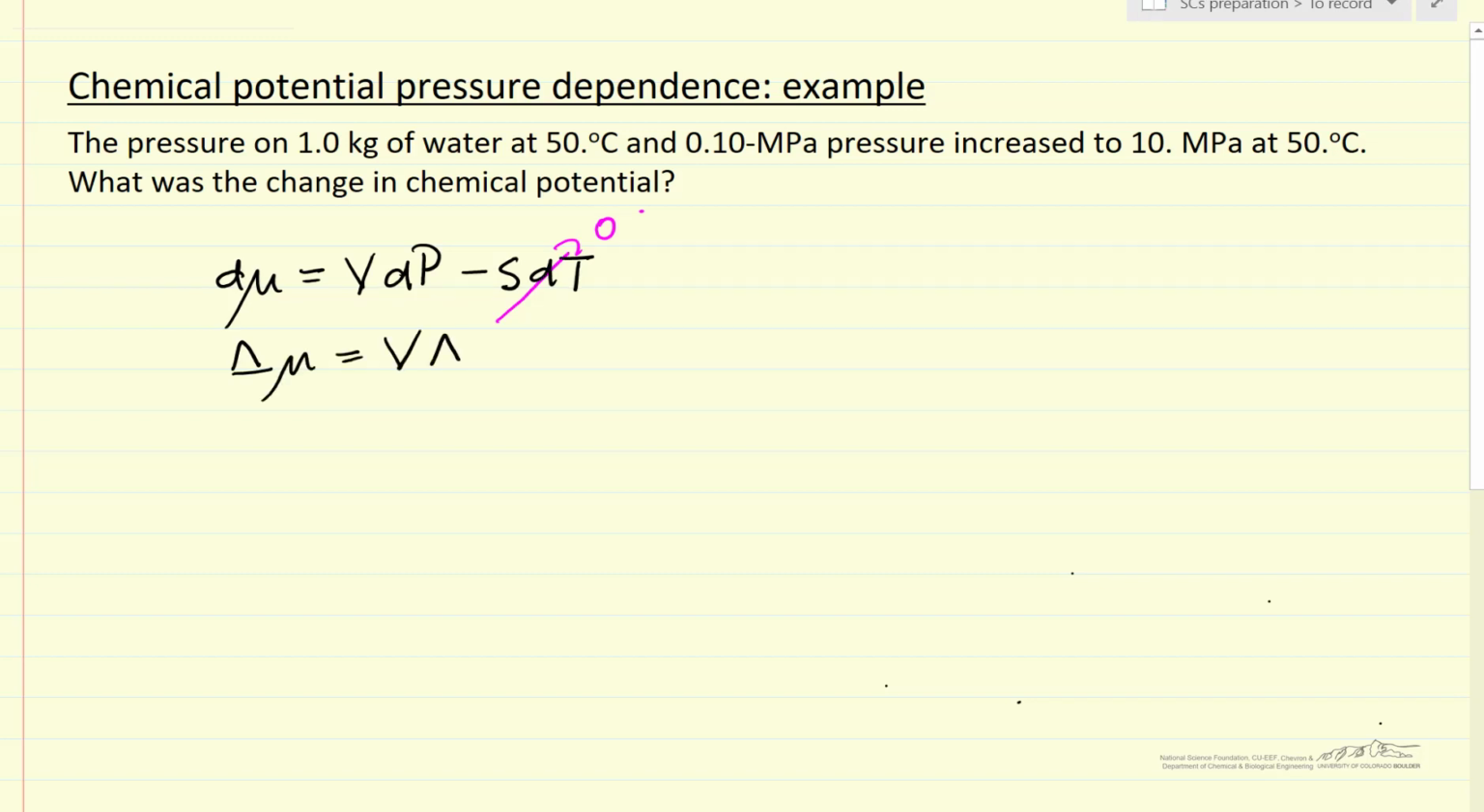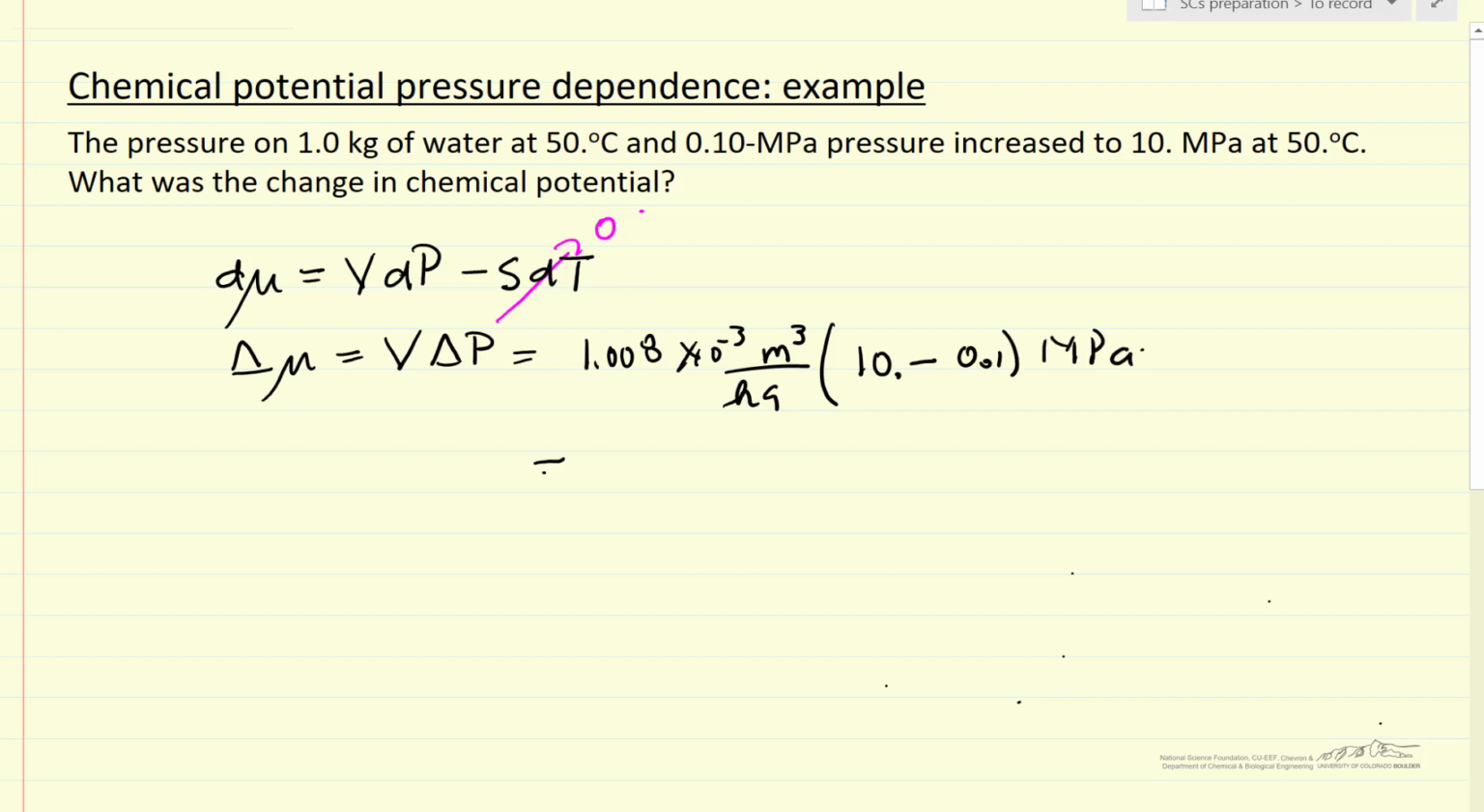What we're going to do is calculate a finite change, which means we'd integrate, but we're going to use an average value for the volume because the volume doesn't change significantly for a liquid in this pressure range. If I look up in the steam table, the volume is this times 10 to the minus 3 cubic meters per kilogram. Then the pressure change: final value 10 megapascals, the initial value 0.1 megapascals.